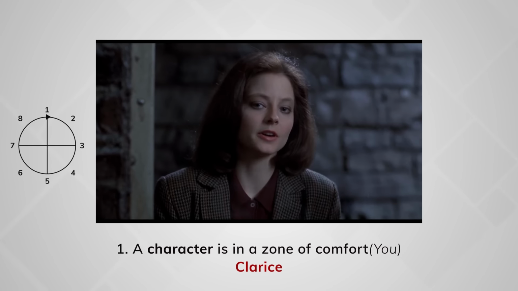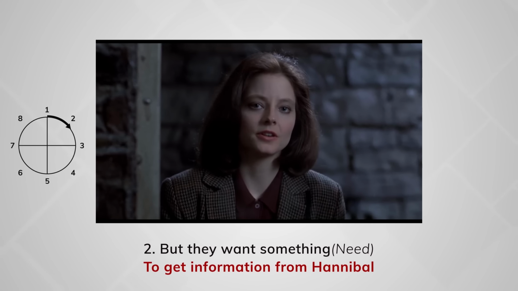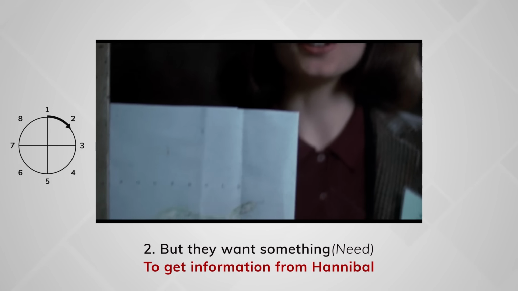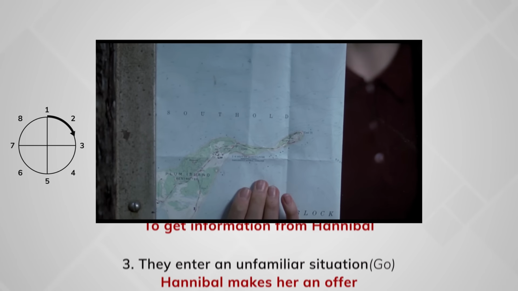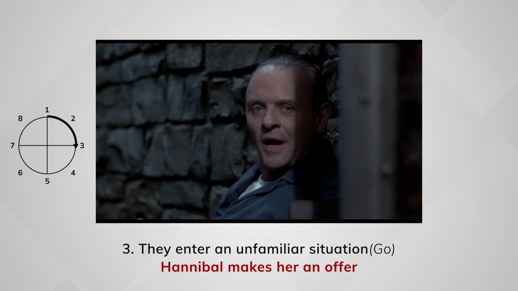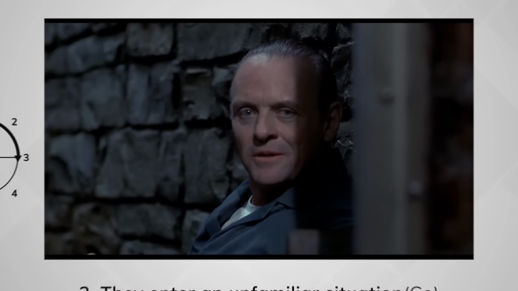Clarice is our character. Her want is to get important information from Hannibal. Clarice offers Hannibal a deal in exchange for information about Buffalo Bill. Clarice enters an unfamiliar situation when Hannibal makes her talk about herself in return for information about the case.